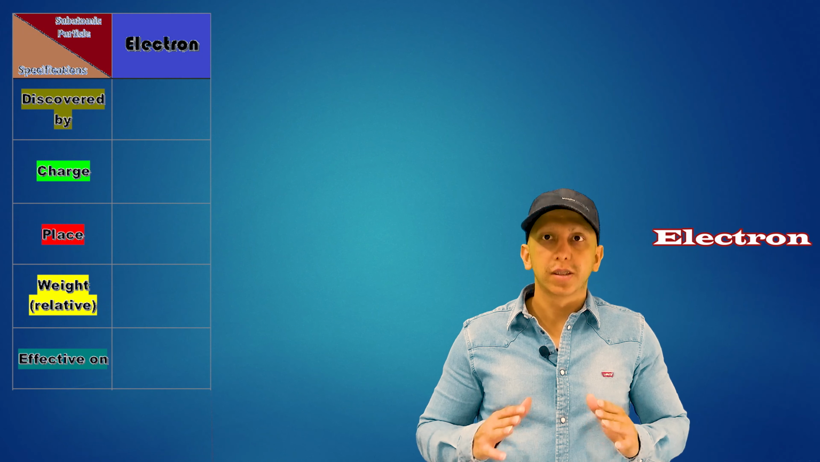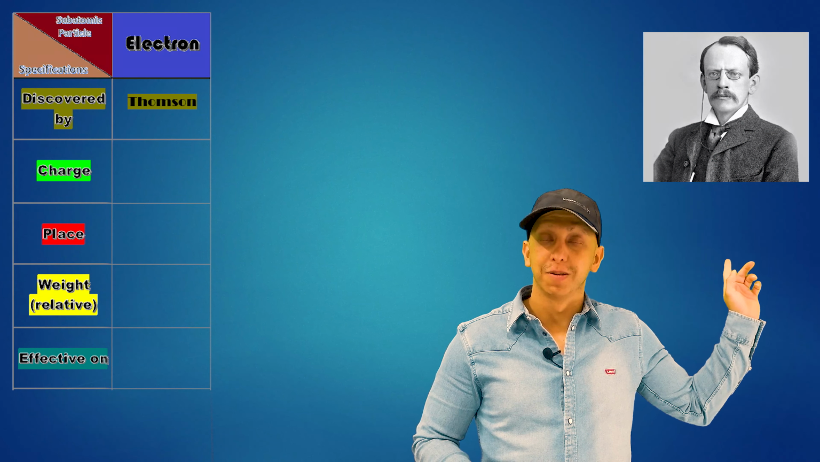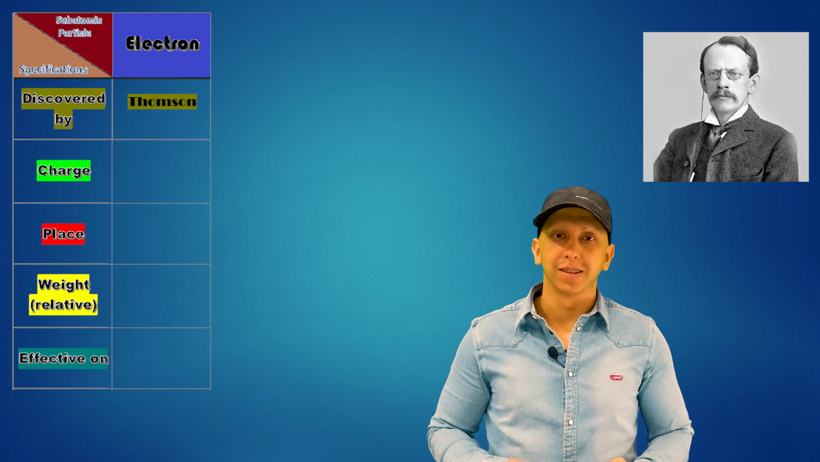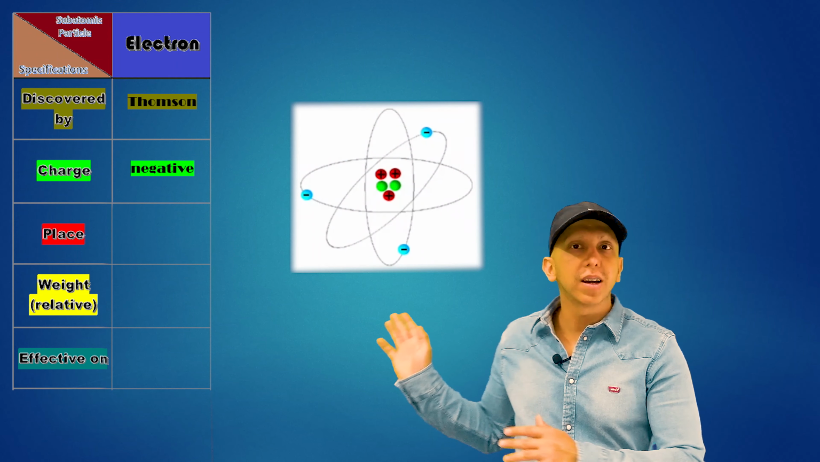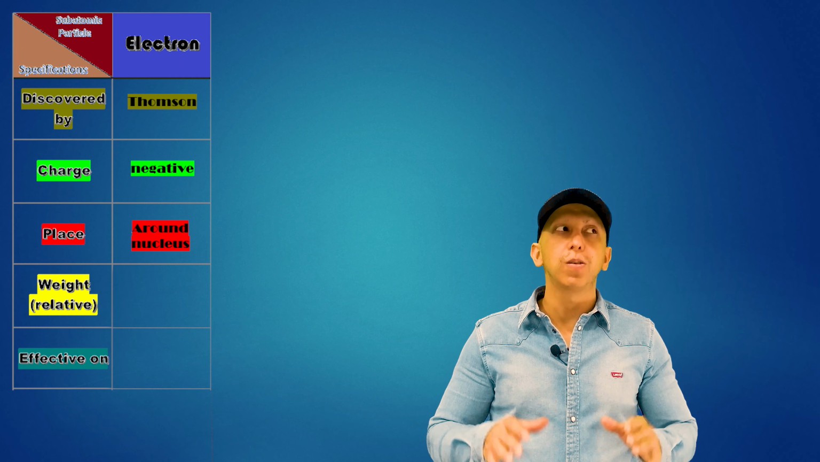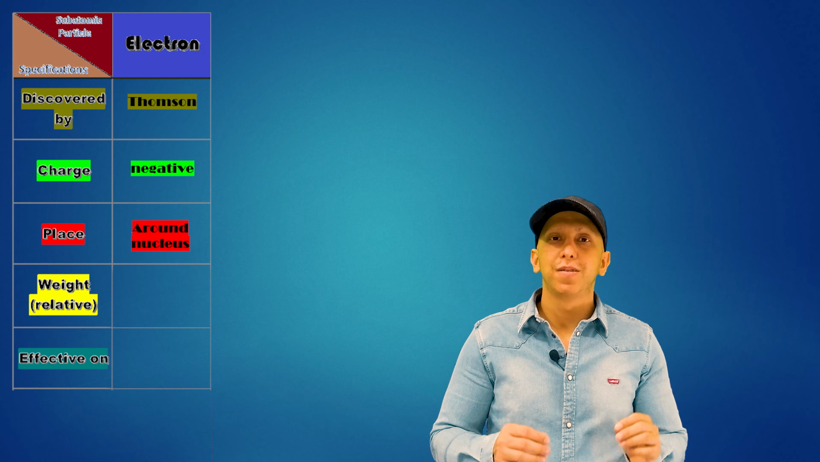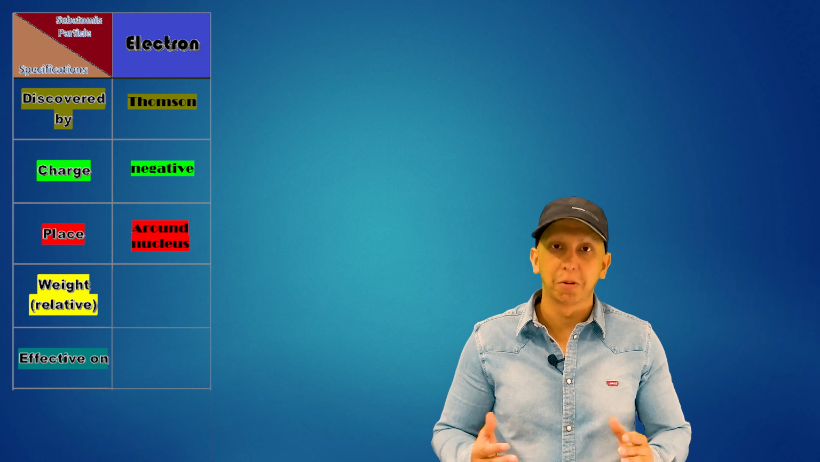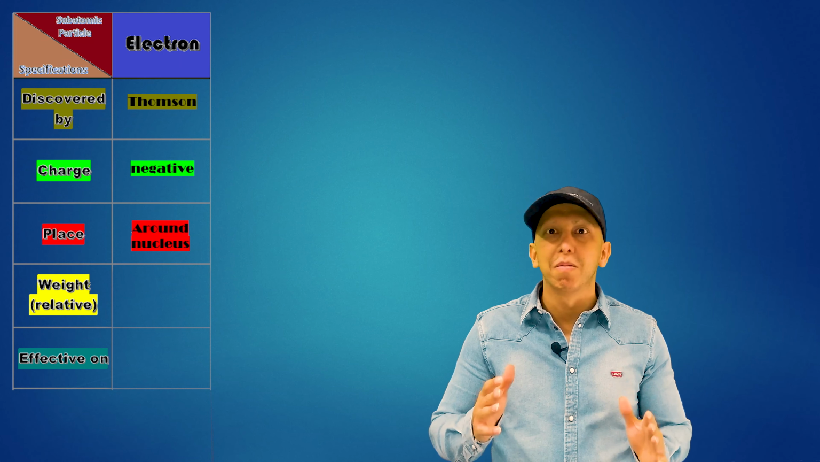The first subatomic particle that was discovered is the electron. Electron was discovered by J.J. Thomson. I will talk about it in this video by his famous explanation, the cathode ray. Electrons have negative charge and they orbit around the nucleus. The weight of an electron is so light that we can ignore it when we compare it with proton and neutron. So practically we say the weight of electron is about nothing.